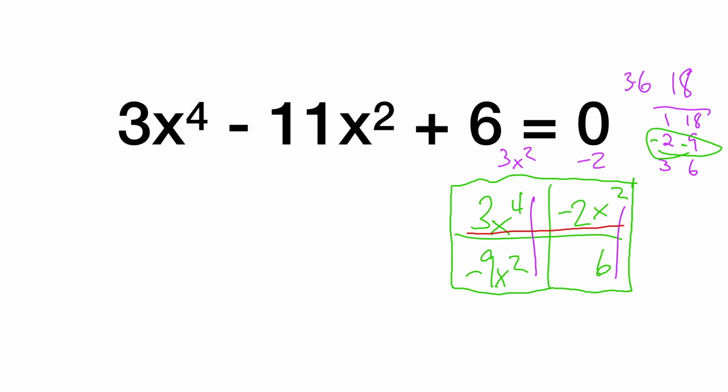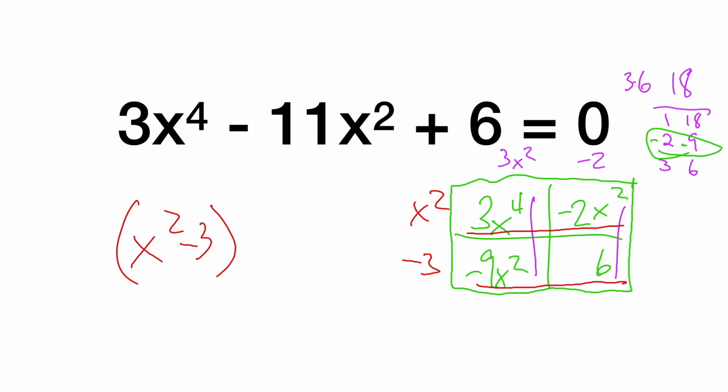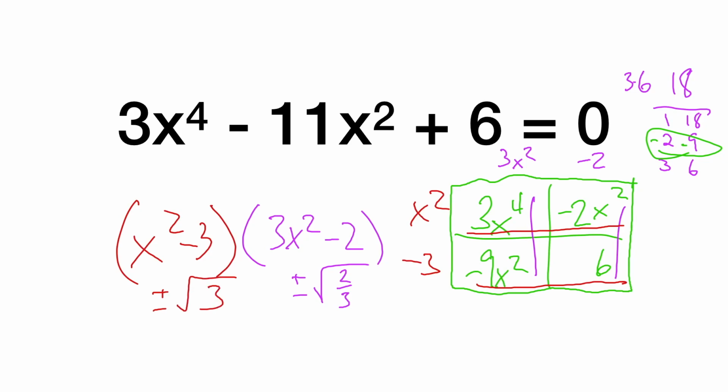3x to the 4th and negative 2x squared is just going to be x squared. Negative 9 and 6, I'm going to say, is negative 3. So x squared minus 3 times 3x squared minus 2. So, because these are both minus, it becomes the square root of 2/3 for the purple part, and the other one, plus or minus the square root of 2/3, and plus or minus the square root of 3.